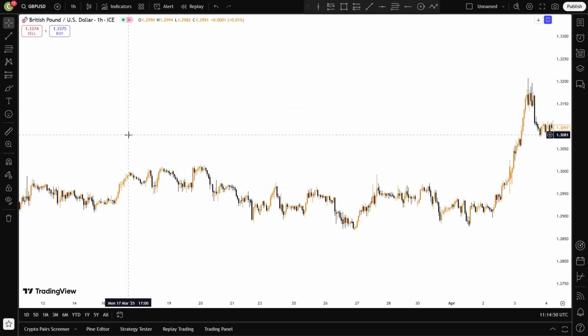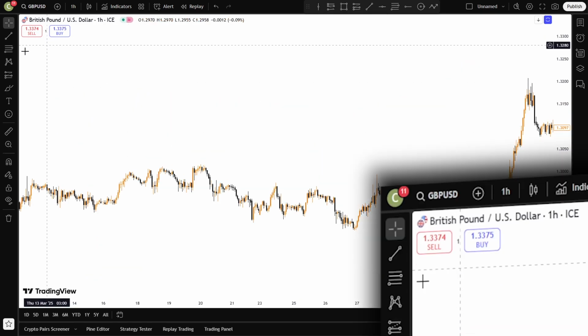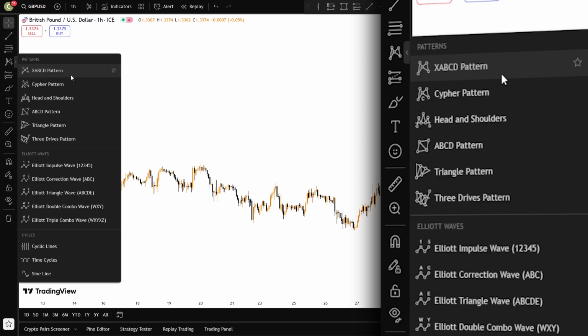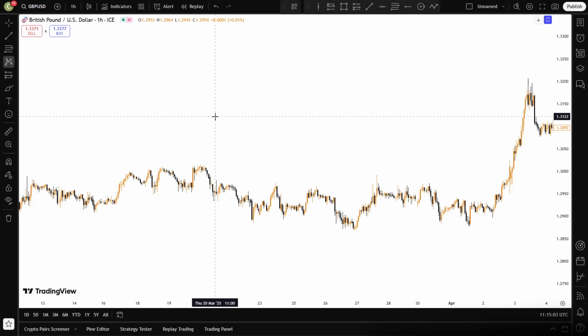And now we move to the pattern section. So under the pattern section, we have the XABCD pattern, the cipher pattern, head and shoulders, ABCD pattern, triangle pattern, and a third rise pattern. So the XABCD pattern is a tool in trading we use to draw harmonic patterns, which are geometric price patterns based on Fibonacci numbers. These patterns, like the Gartley, Bat, Butterfly, and Crab, help traders identify potential reversal zones. Quick notes: harmonic patterns work best in ranging or corrective markets, not trending ones.